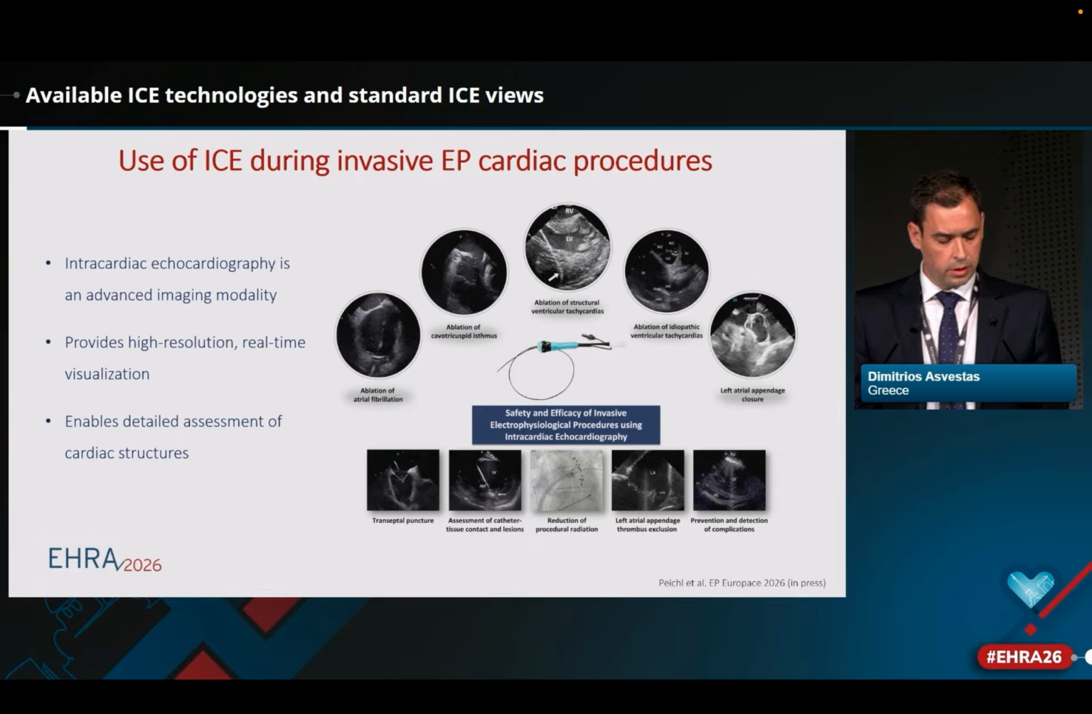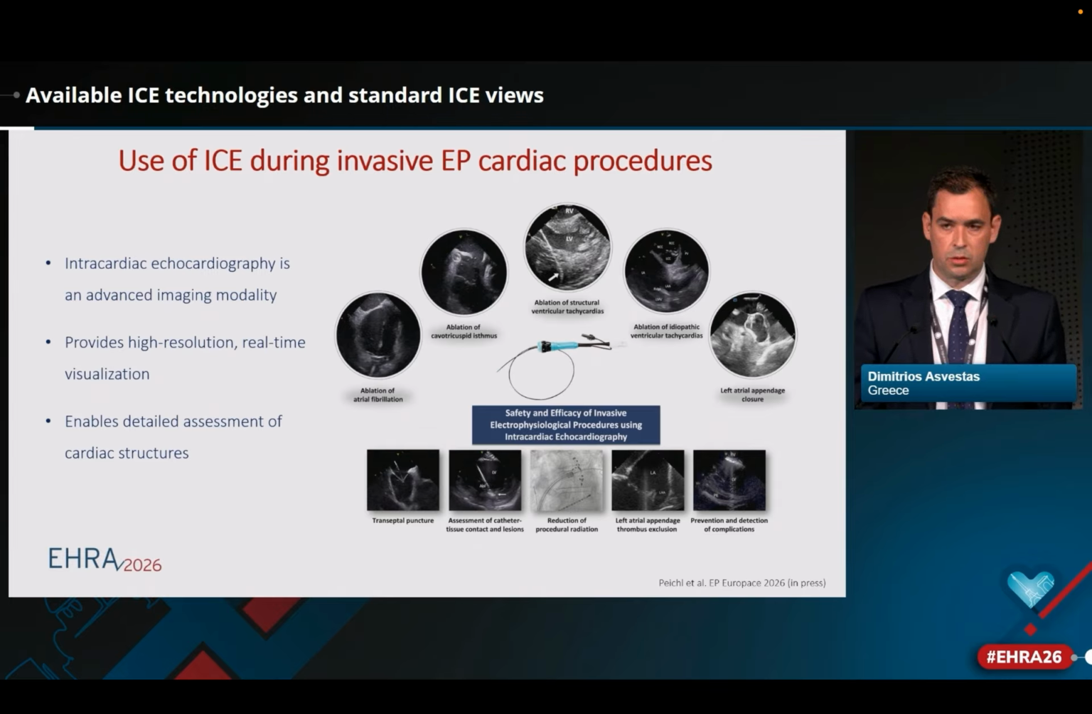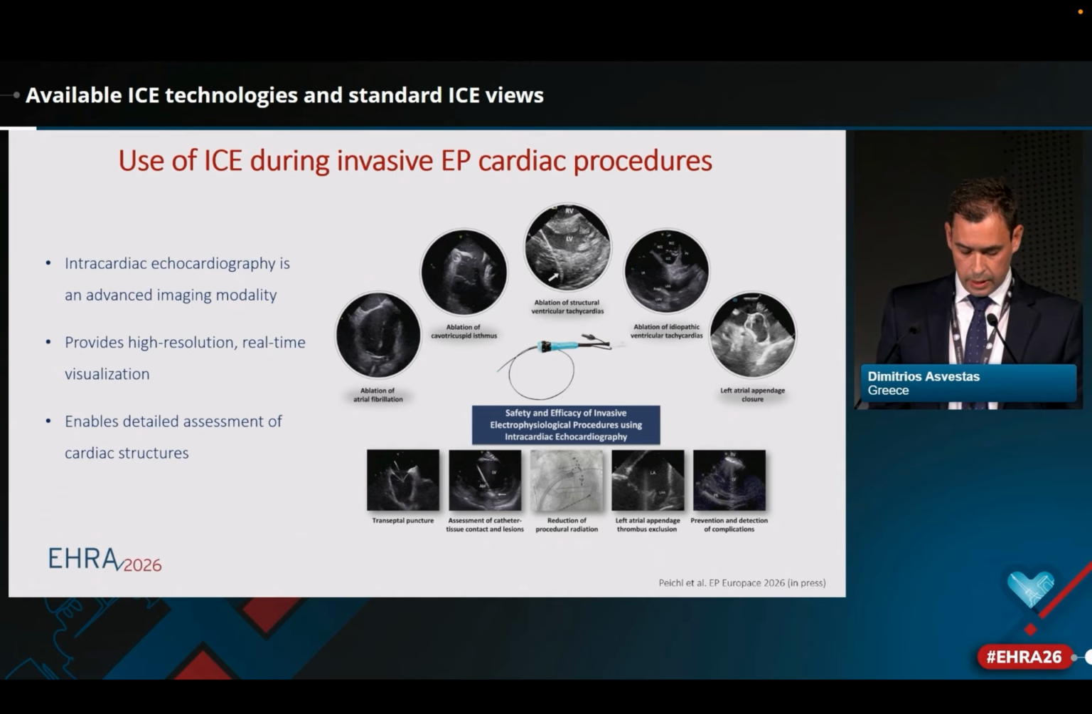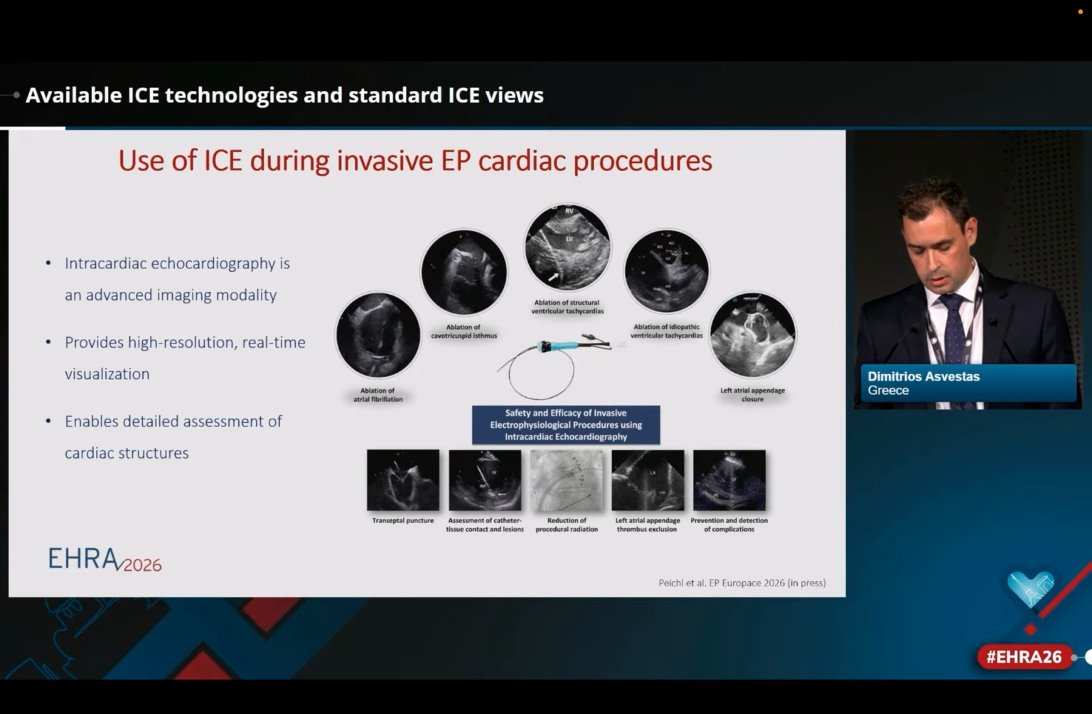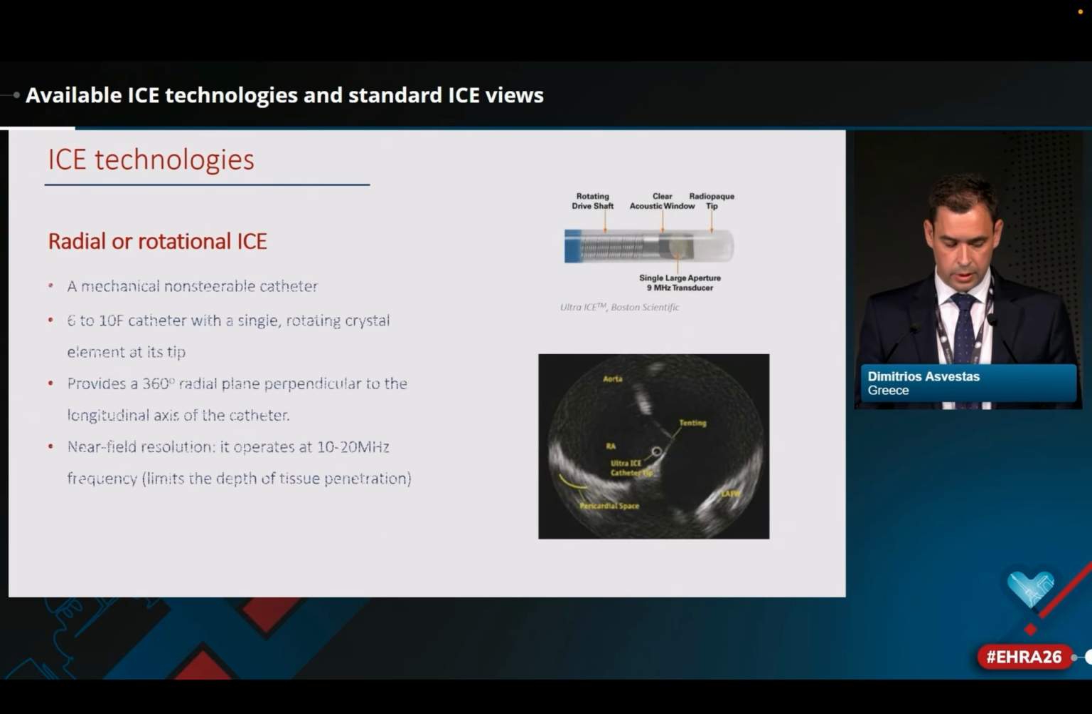So, intracardiac echocardiography is an advanced imaging modality and provides high-resolution real-time visualization of detailed cardiac structures, and it is really important in many EP procedures. It is really useful for guiding transseptal puncture, for assessment of catheter tissue contact and lesion during ablation. It is useful in reduction of procedural radiation and in assessment of left atrial appendage, as well as in prevention and early recognition of potential complications such as pericardial effusion and cardiac tamponade.